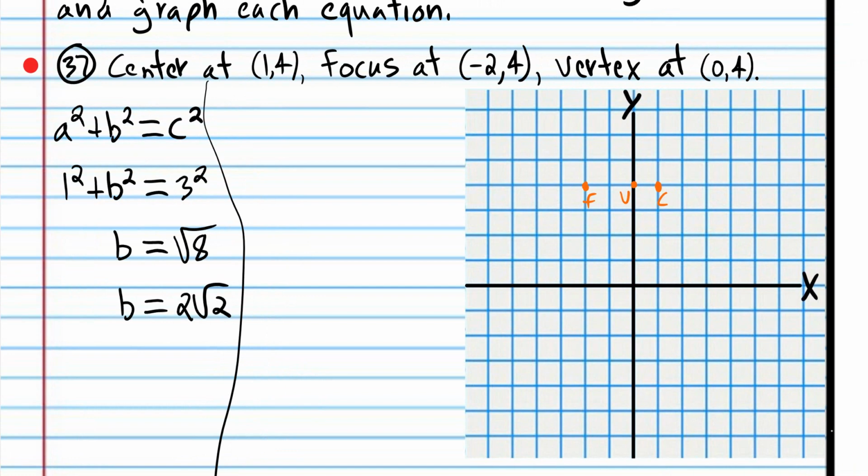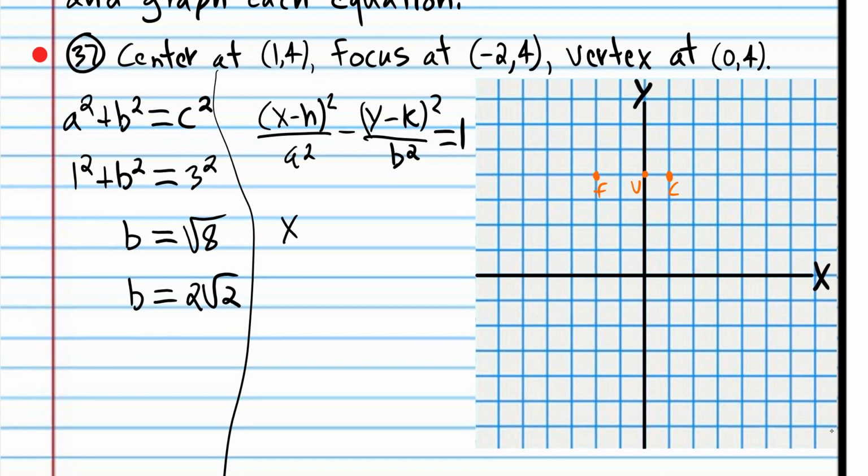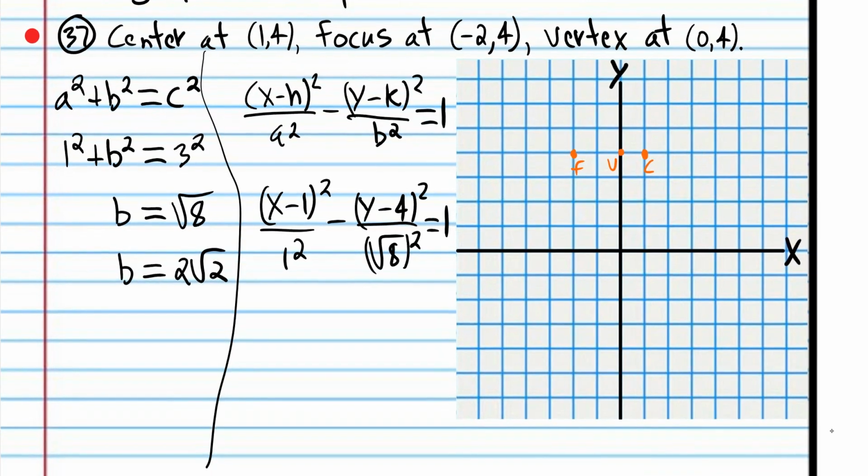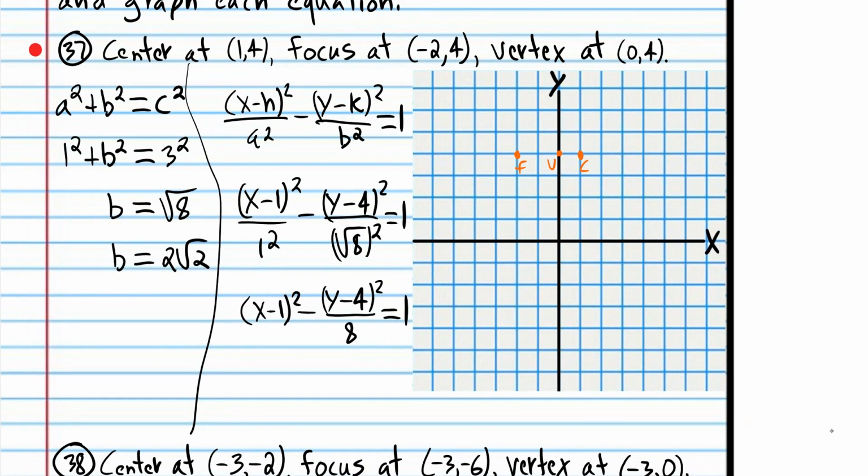This is a hyperbola opening to the left and to the right, so x minus h squared over a squared is going to go first. And the center is 1, 4. So we're going to make sure we have our 1 and 4 there. And A is the distance from the center to the vertex, which we found is 1. And B we found is root 8. So we have x minus 1 squared minus y minus 4 squared over 8 is equal to 1. So there's the equation.